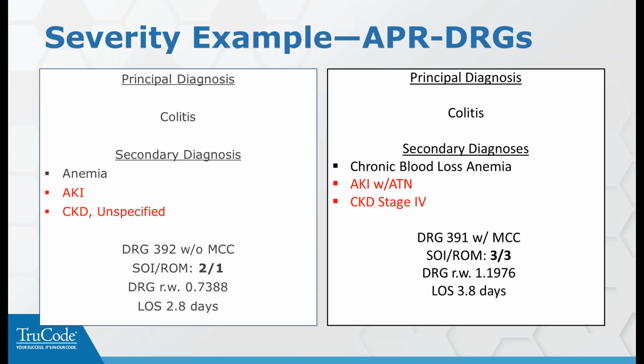This is just kind of an old example, but it gives you, again, a sense of how the specificity of the diagnoses impacts the APR-DRG assignment. In this particular case, the patient has a principal diagnosis of colitis, and the secondary diagnoses on the left side have very little specificity documented. The SOI is 2, and the risk of mortality is 1. You see the DRG, relative weight, and the length of stay assigned to that. While on the right side, when the physician adds the additional specificity, that acute kidney injury with acute tubular necrosis and the listing the stage of the chronic kidney disease raises the SOI from 2 to 3, and it also raises the risk of mortality from 1 to 3.